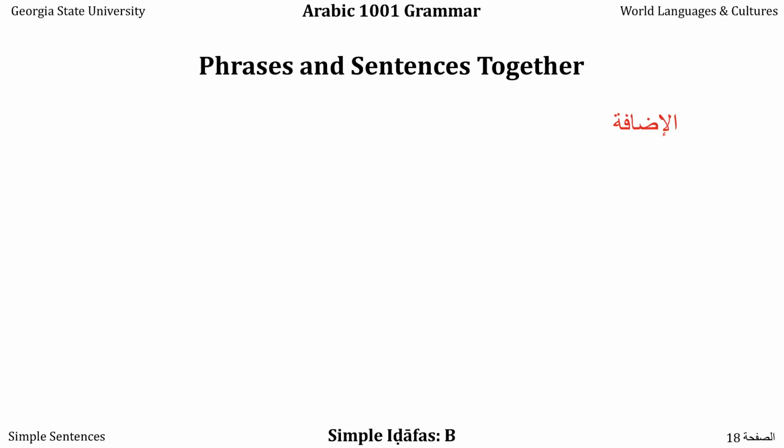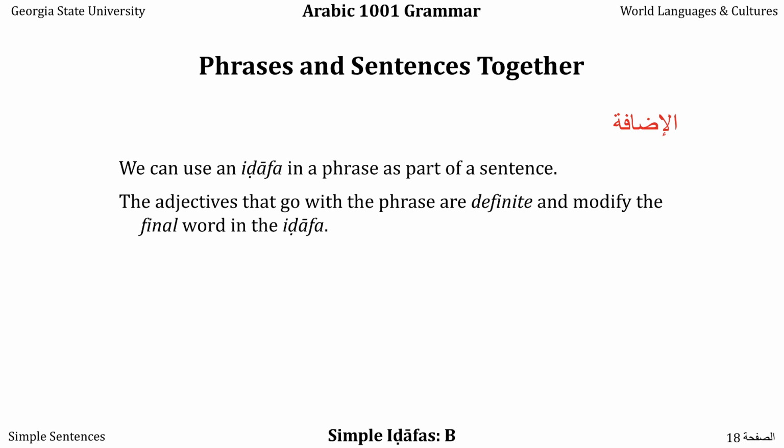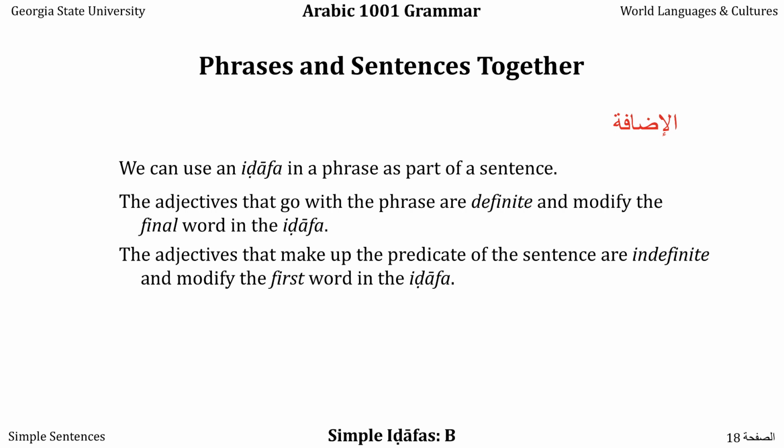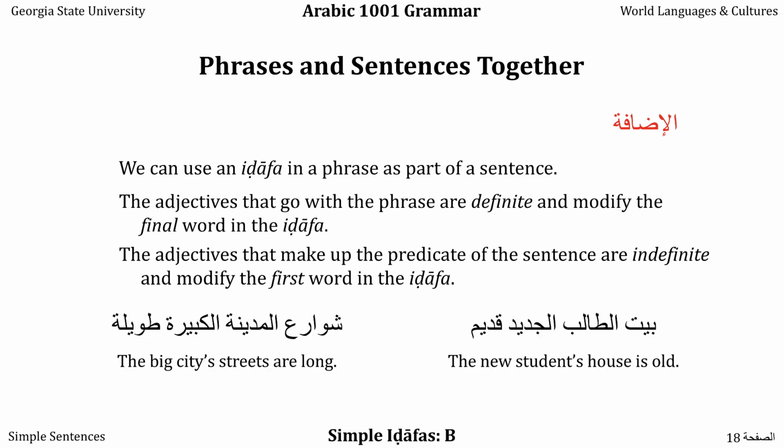When we use iḍāfas in phrases and sentences together, we can use it in a phrase as part of a sentence. The adjectives that go with the phrase are definite and modify the final word in the iḍāfa. The adjectives that make up the predicate of the sentence are indefinite and modify the first word in the iḍāfa. Again, that's weirdly confusing in theory, but pretty easy to deal with in practice.